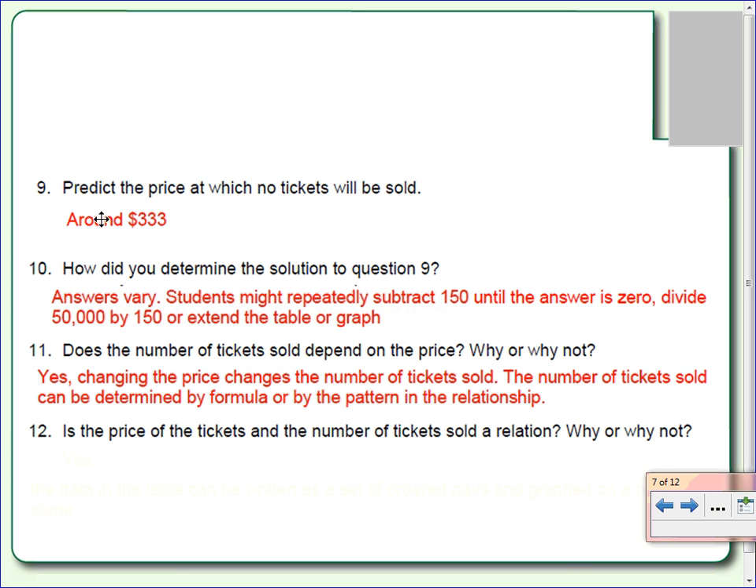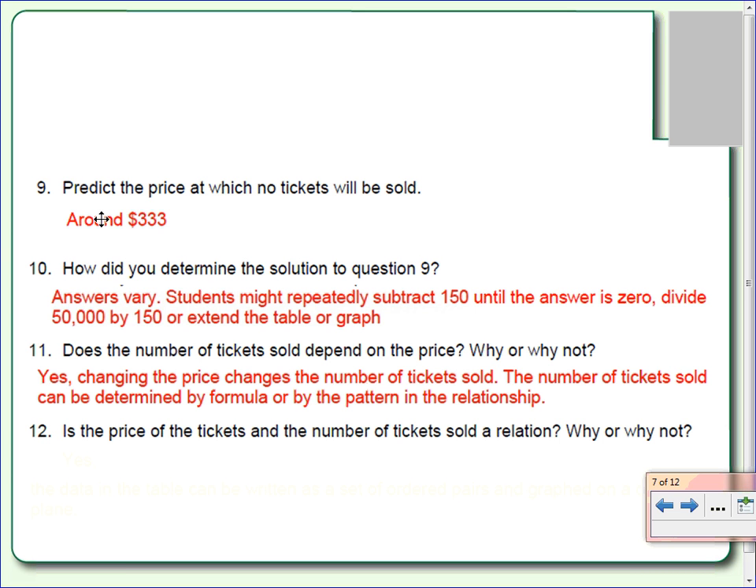The number of tickets sold can be determined by the formula or the pattern in the relation. Okay, we're going to do one more here. Last one, number 12. On number 12, they're asking is the price of tickets and the number of tickets we sell a relation? Let me remind you that a relation is a set of ordered pairs. That's a relation, a set of ordered pairs.